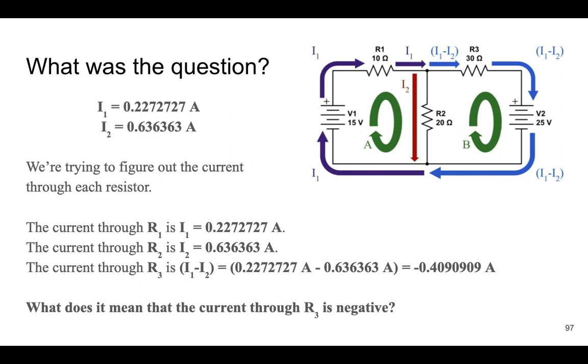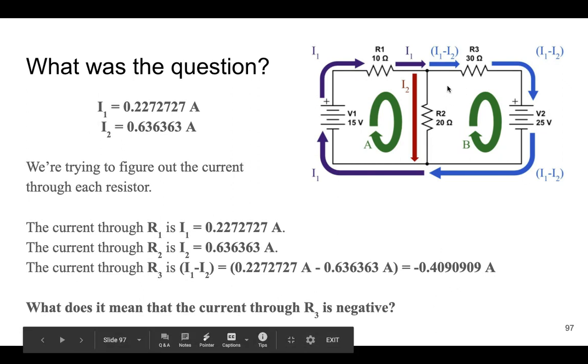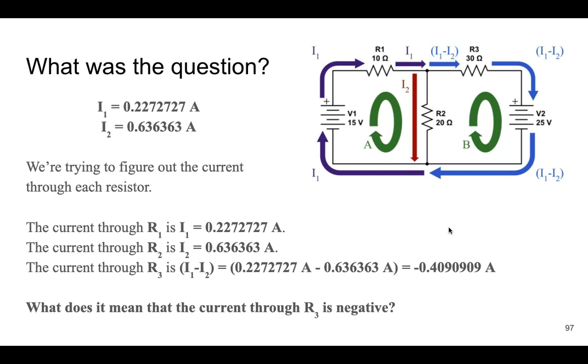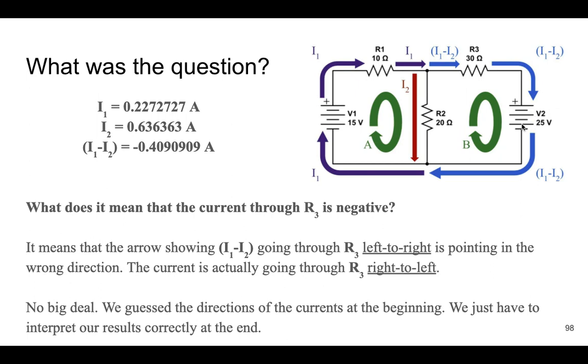A negative current means the current that I drew going this way, so clockwise around here, is not what's actually happening. What's actually happening is we have a current going the other way. I guessed that I1 minus I2 is going left to right through R3. What this is telling us is that it's actually going the other way.